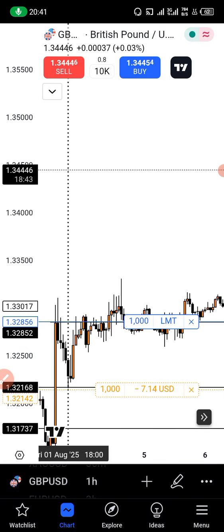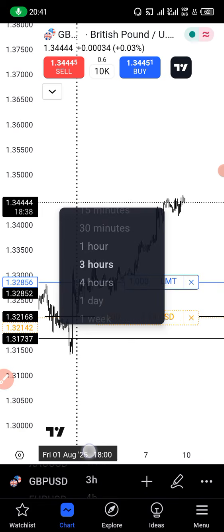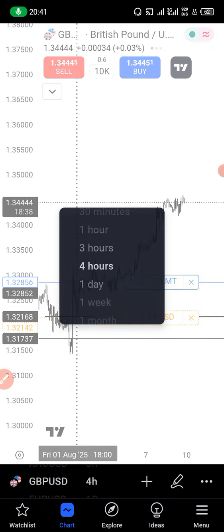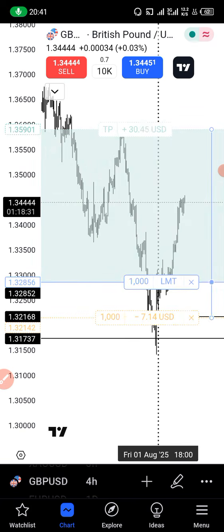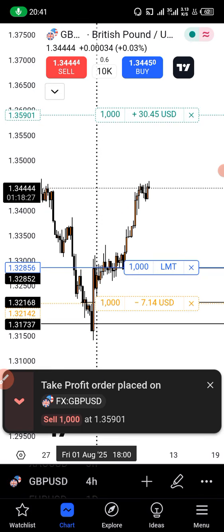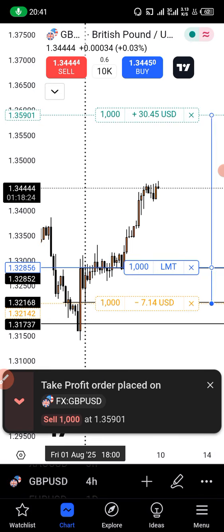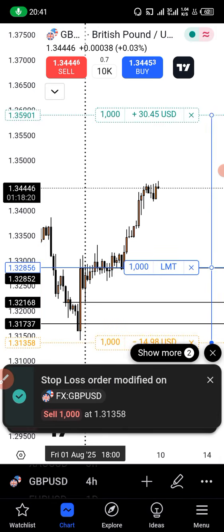So where would you place your take profit? You still go back to your higher time frame to place your take profit somewhere here. You see, so you are now risking little compared to when your stop loss was actually down here. Okay, so that's one way you might want to do these things.